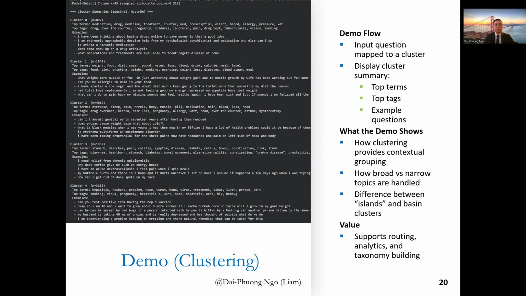The clustering demo focuses on navigation rather than ranking. A question is mapped to its assigned cluster, and I display the cluster's dominant tags, top terms, and representative examples. This shows how clustering provides context that retrieval alone cannot. Even if a query retrieves relevant neighbors, knowing that they belong to a broader category like pregnancy timing, dermatology, or mental health helps with routing and analytics.